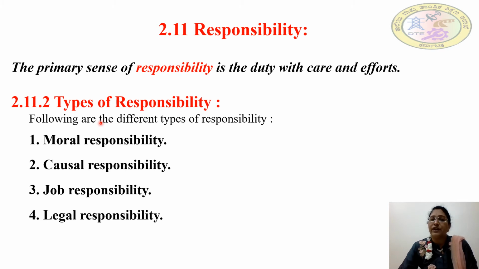We have different types of responsibility. In the examination it is asked: explain responsibility and also the different types of responsibility with the help of examples. So let us study the types of responsibility with the help of examples. There are 4 types of responsibilities. First one is moral responsibility, second one is causal responsibility, third is job responsibility, and fourth one is legal responsibility. Let us take them one by one in detail.